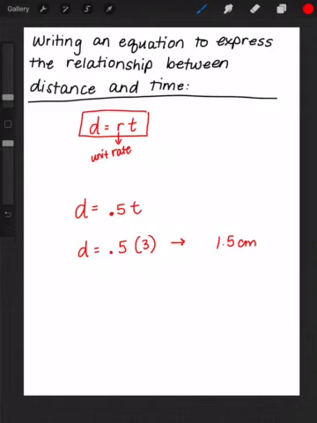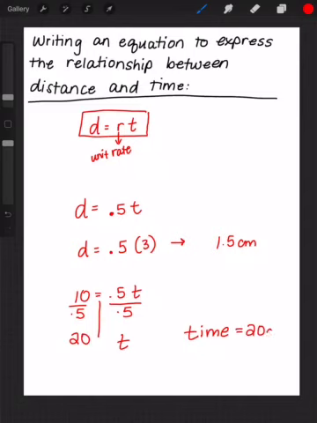If I knew that my distance was 10 and I wanted to figure out how many seconds that took, now I have that solving equation fun where I have a number times a variable, so I have to do the opposite, divide by 0.5, divide by 0.5, okay? And then I would figure out my time, okay? This would be 1t, this would be 20 seconds, okay?